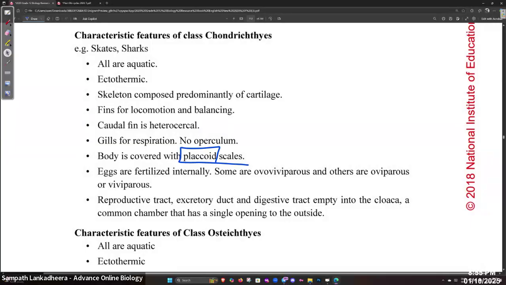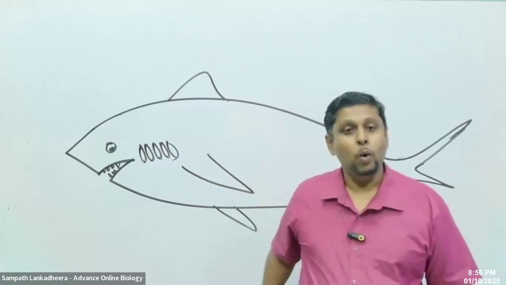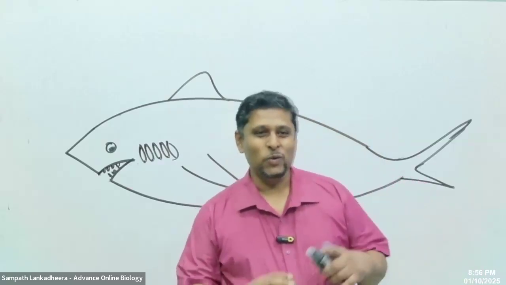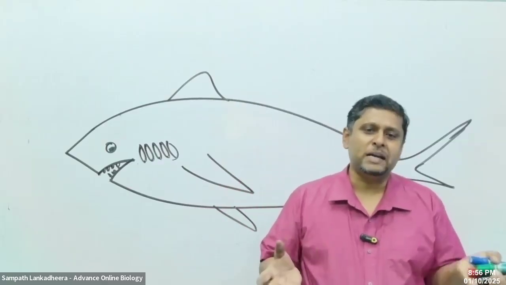Placoid scales present. Eggs are fertilized internally, some are oviparous and others are ovoviviparous. Look at these, people. Oviparous and ovoviviparous. All three, neither. So that's like a special term. Oviparous, ovoviviparous, viviparous. Now what do you call viviparous?